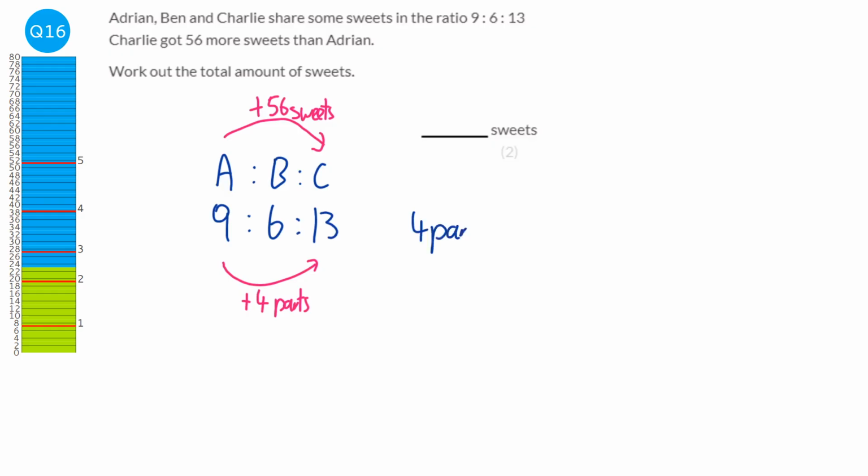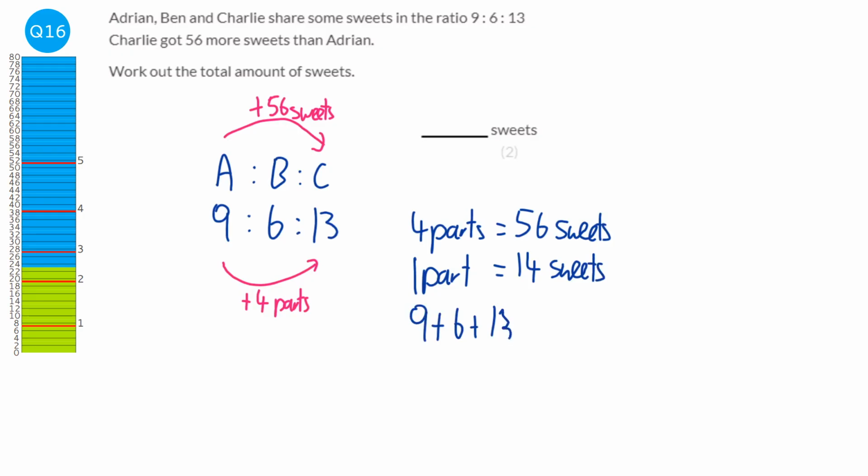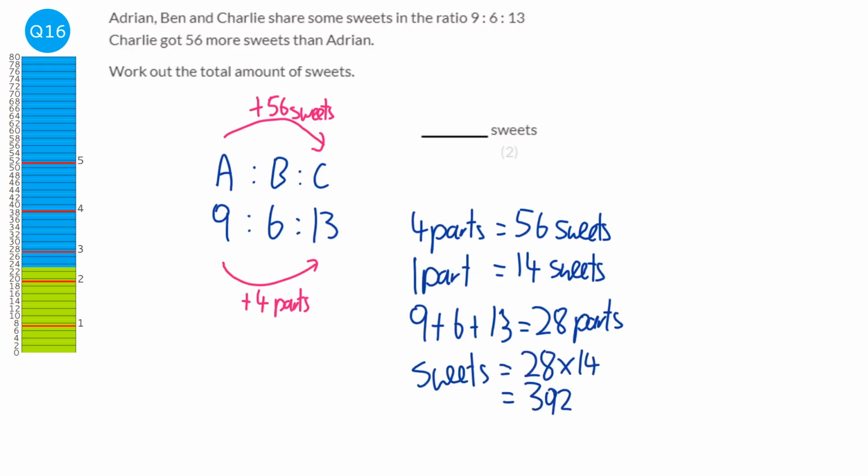So 4 parts are worth 56 sweets. So 1 part would be 56 divided by 4, which is 14 sweets. So all we need to do now is work out how many parts there are. Well, there are 9 plus 6 plus 13 parts, which is 28. And each part is worth 14 sweets. So the total number of sweets will be 28 times 14. So 28 times 14 is 392.